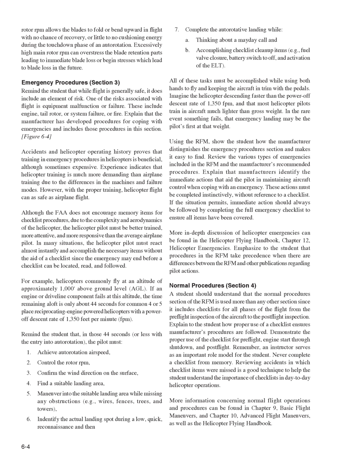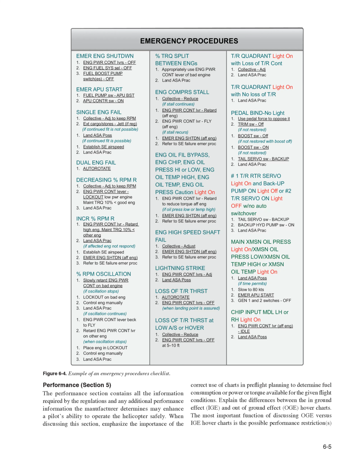More information concerning normal flight operations and procedures can be found in Chapter 9, Basic Flight Maneuvers, and Chapter 10, Advanced Flight Maneuvers, as well as the Helicopter Flying Handbook. Performance, Section 5. The performance section contains all the information required by the regulations and any additional performance information the manufacturer determines may enhance a pilot's ability to operate the helicopter safely.